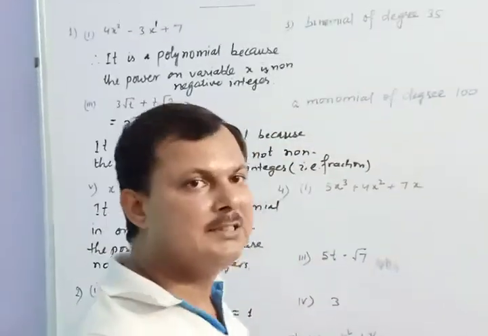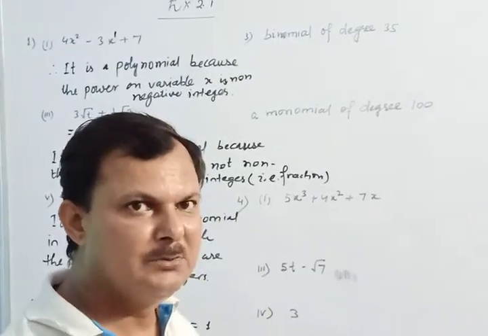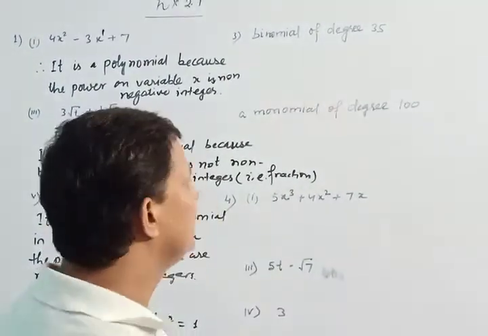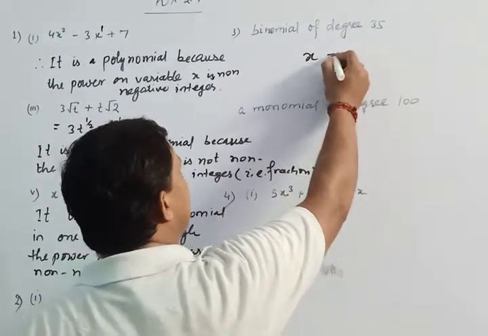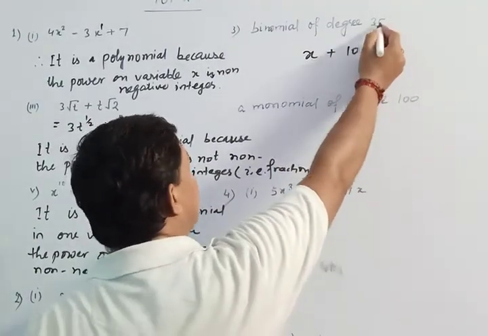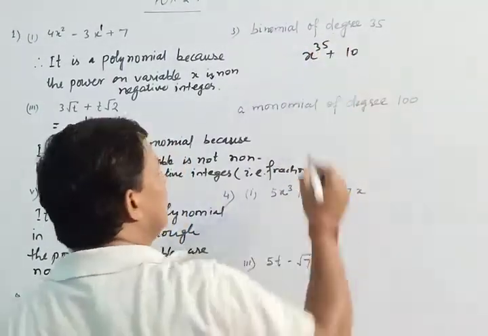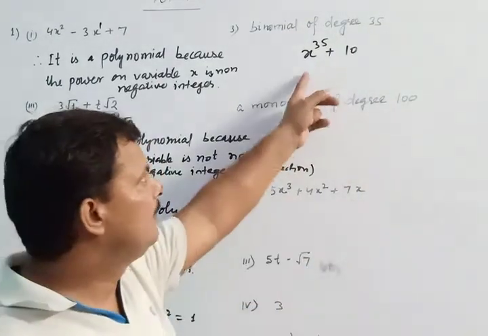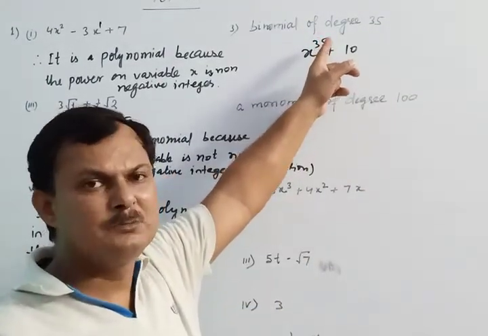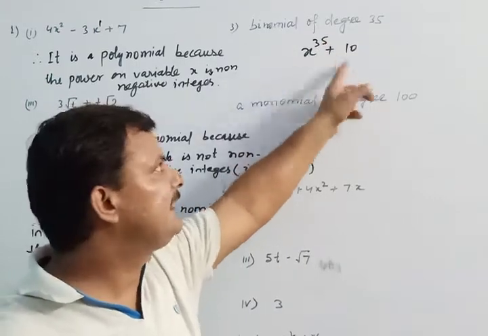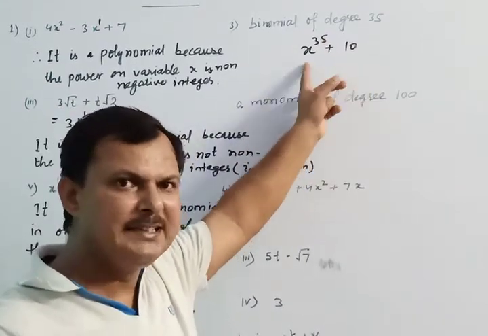Now in question number third, we have to write a binomial. Binomial means having two terms. So suppose you are choosing one x, another is 10, but the degree should be 35. You can write any variable and raise it to power 35, and it has two terms, that's why it is a binomial and the degree is 35.